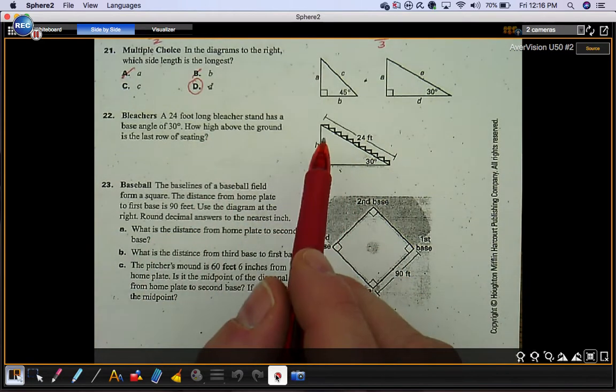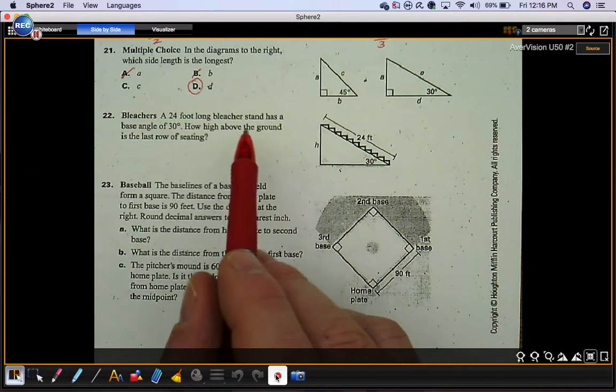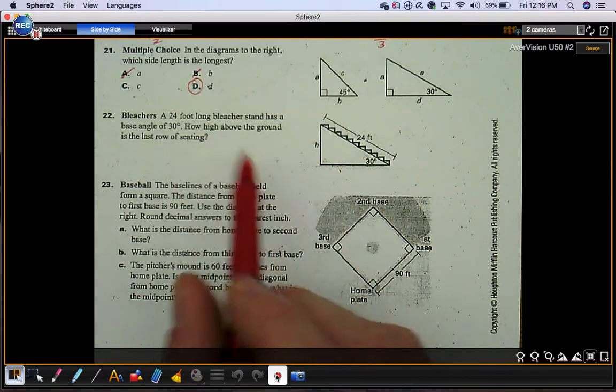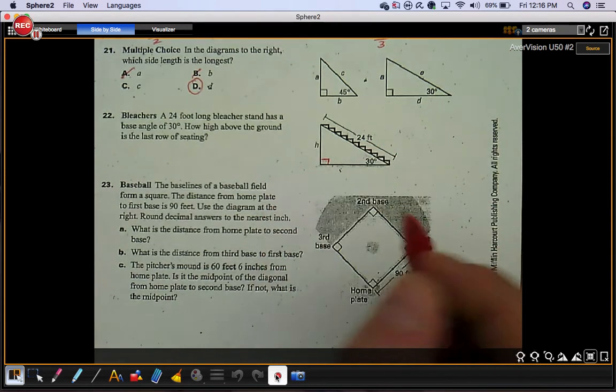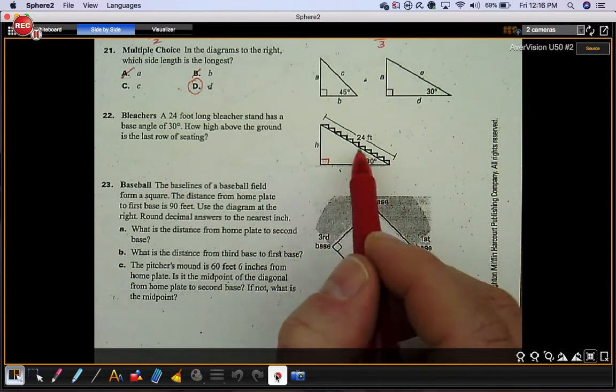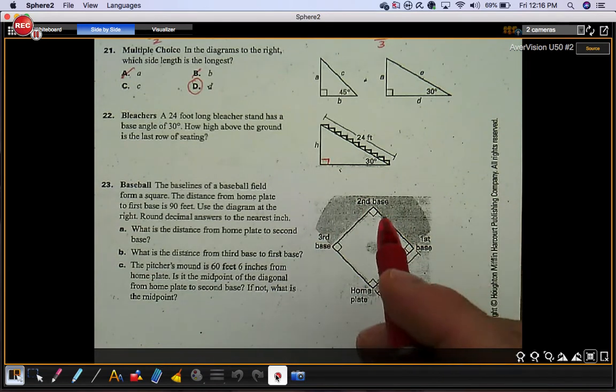Number 22, you have some bleachers. 30, 60, 90 triangle, I think. Yeah, I guess you're assuming this is a right angle. It doesn't really say that there. But I guess if these are bleachers, these are probably pushed against a wall. That's probably a right angle, most likely. Otherwise, you can't do the problem.